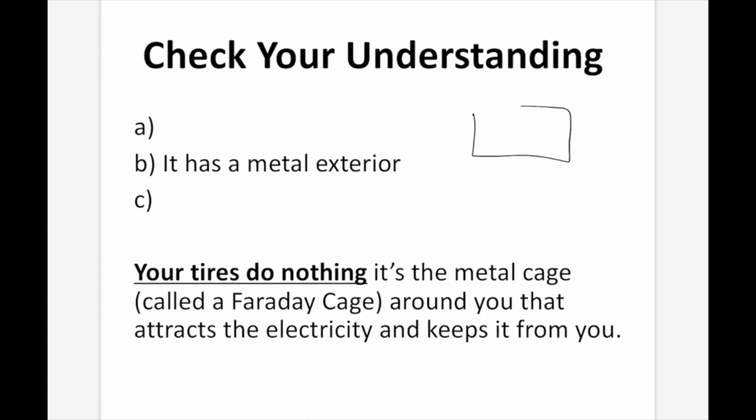So if this is your car, and these are your wheels here, and the black exterior of the car is metal, the lightning hits the car and actually stays along the outside of the car, and then it goes through the tires into the ground. It doesn't pass into the car, which is important because that's where you are. So if you're sitting inside the car and you're not touching anything metal, then you're going to be safe. And again, this is due to the metal exterior of the car, not the fact that you're sitting on rubber tires.